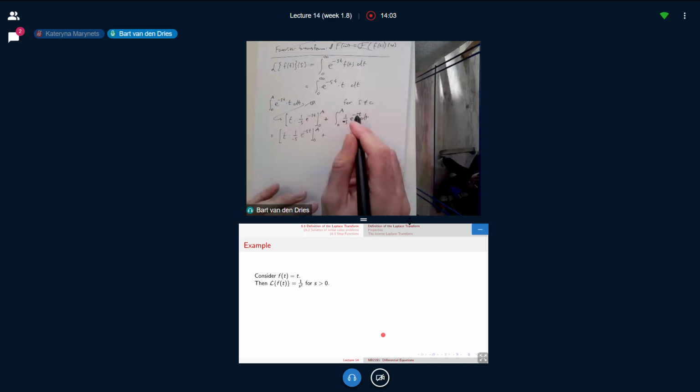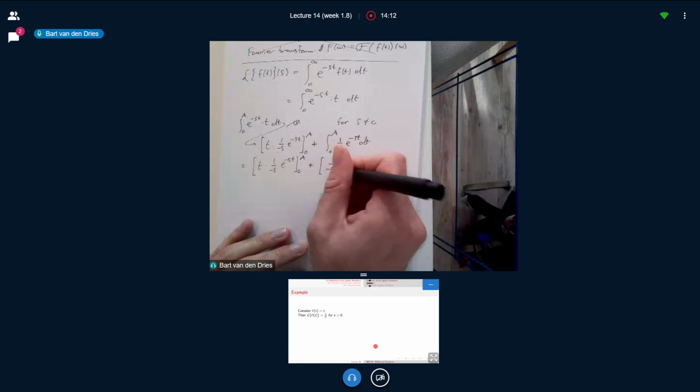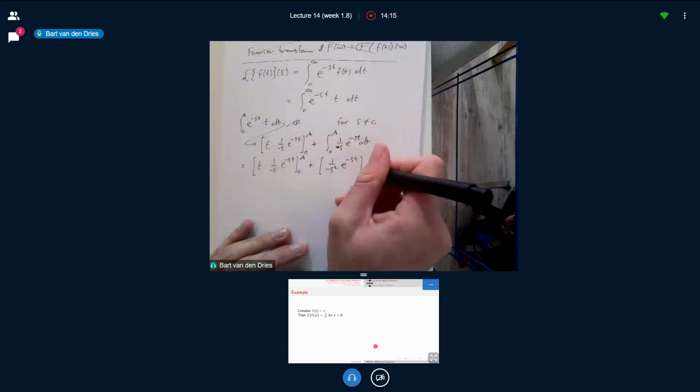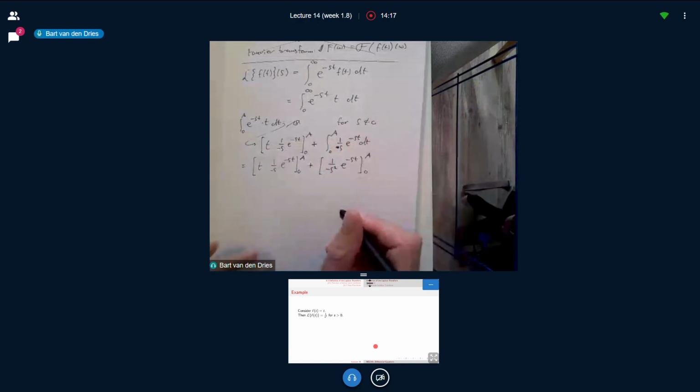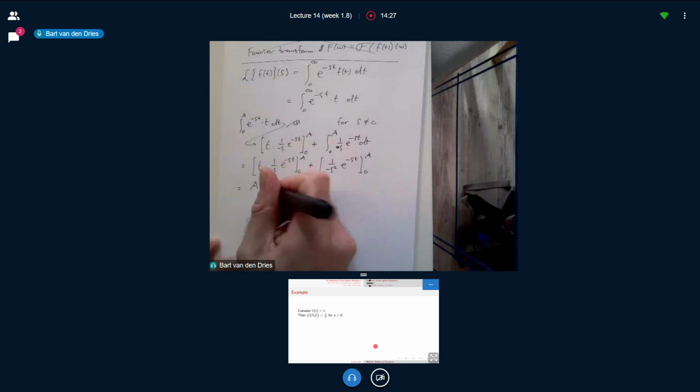And then the second antiderivative here. So another 1 over minus s. So we get actually 1 divided by minus s squared e to the power minus st, from 0 to a. Okay, now we can plug in the upper and lower limits. So the upper limit here I get a times 1 divided by minus s. Please note that t was the integration variable, so I have to plug it in wherever the t occurs, minus sa.